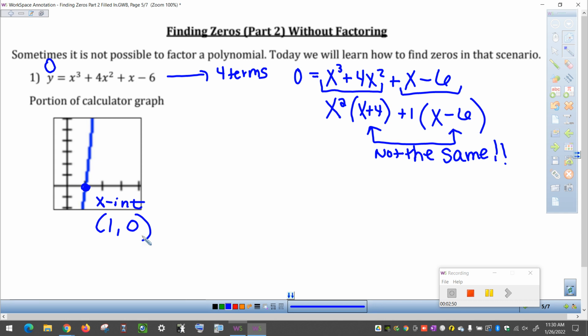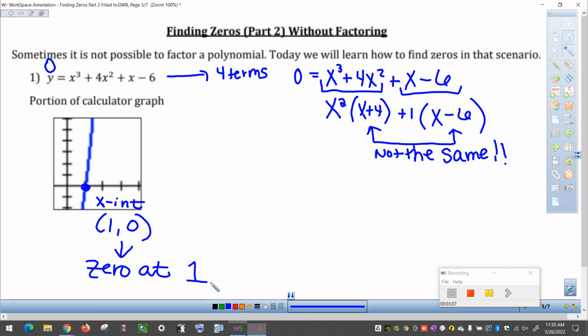And we know that x-intercepts are also known as zeros. And so what this is telling us here is that we have a 0 at positive 1. That is one of our zeros.